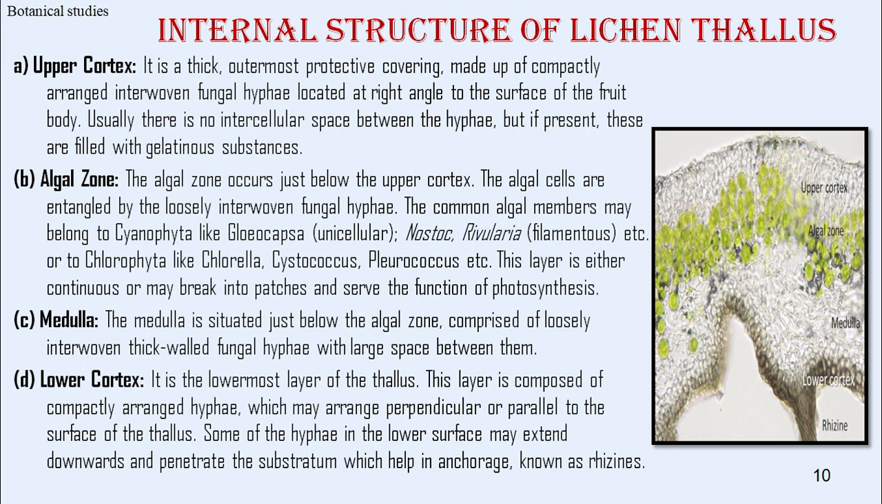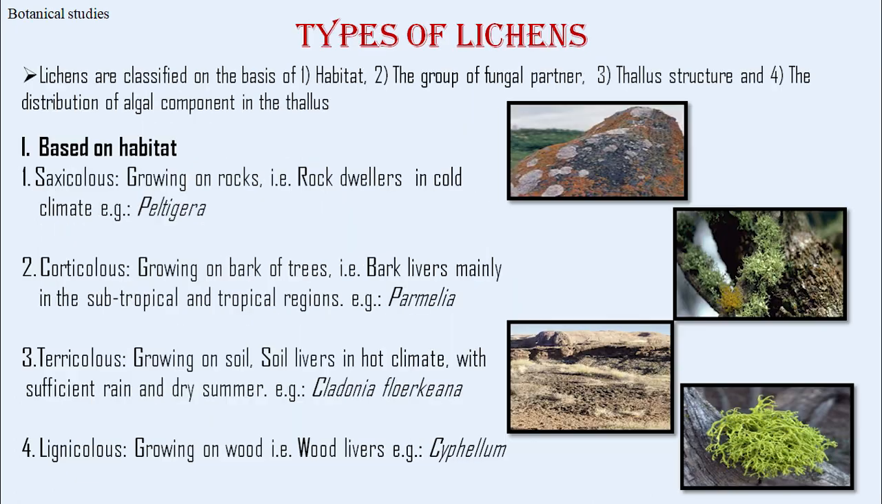Third layer is the medulla. Medulla is situated just below the algal zone, comprised of loosely interwoven thick-walled fungal hyphae with large space between them. And the last, lower cortex, is the lowermost layer of the thallus. This layer is composed of compactly arranged hyphae, which may be arranged perpendicular or parallel to the surface of the thallus. Some of the hyphae in the lower surface may extend downwards and penetrate the substratum, which helps in anchorage, known as rhizines. Let us now study the types of lichen.